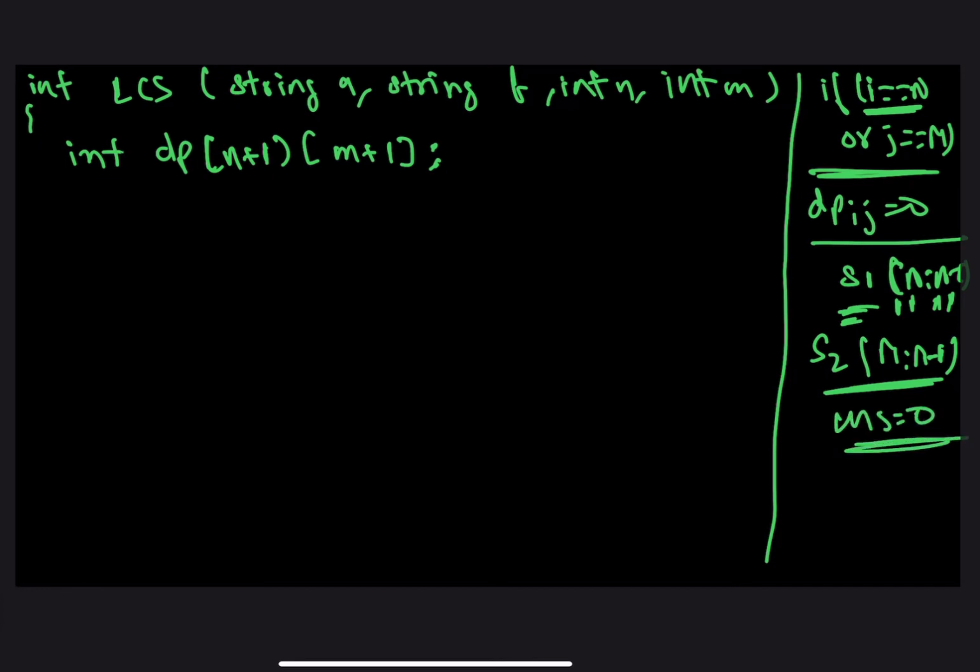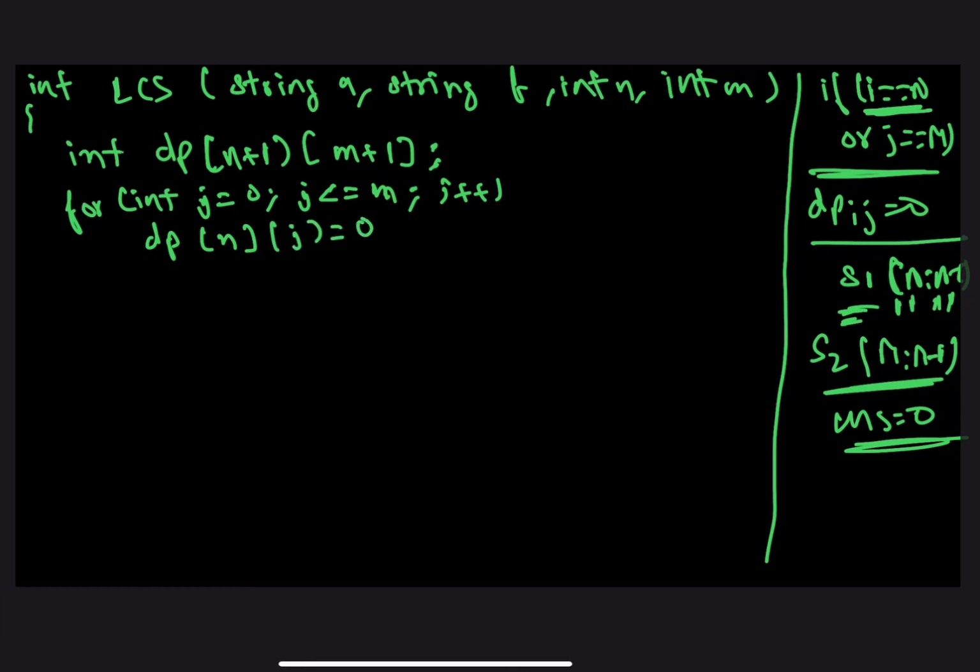So let's try to initialize the base cases first. Since we have to solve the states in the order of the rows, in decreasing order of the rows, and then in decreasing order of the columns, let's initialize the nth row over here, that is the base case, with value 0. So for int j equals 0, j less than or equal to m, j plus plus, dp of n comma j will be equal to 0, and this will be our base case.